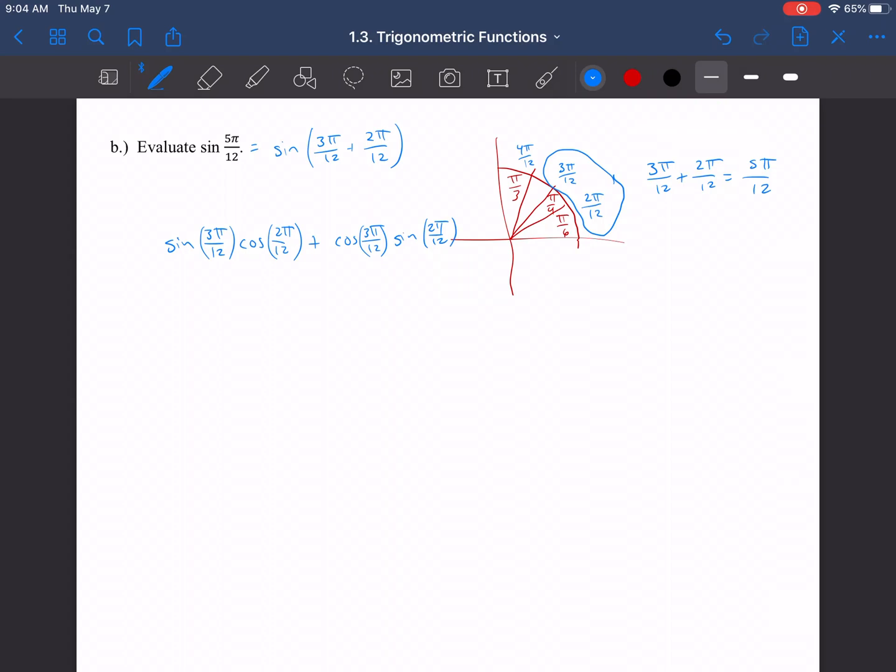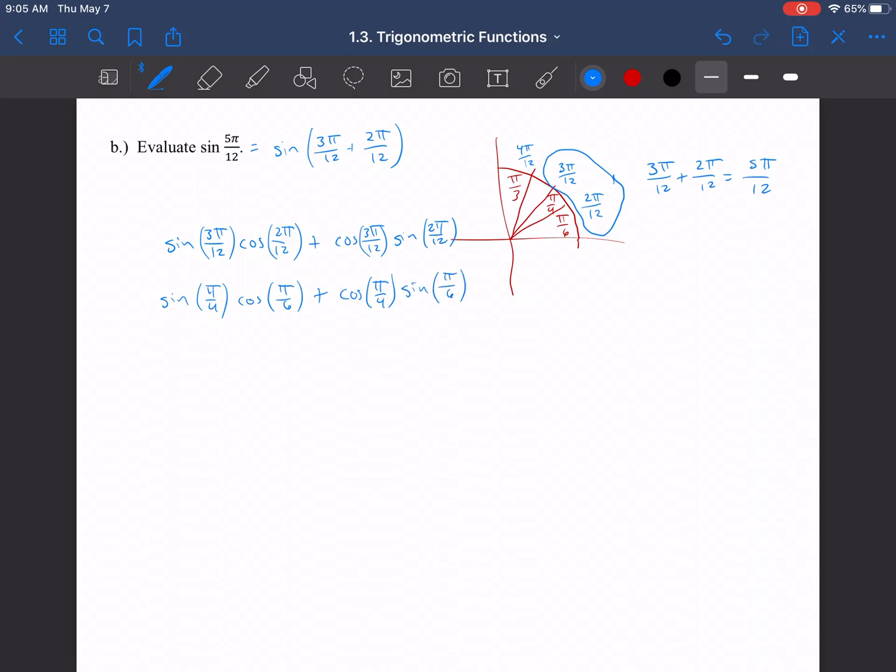And then these actually reduce. Remember, 3 pi over 12 is just pi over 4. So this is sine of pi over 4. This is cosine of pi over 6. This is cosine of pi over 4. And this is sine of pi over 6.